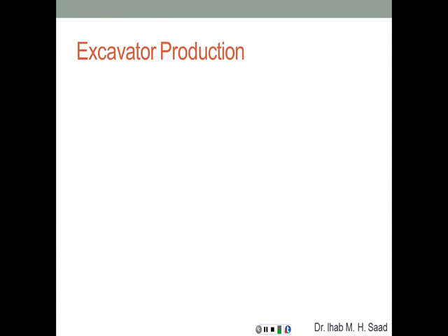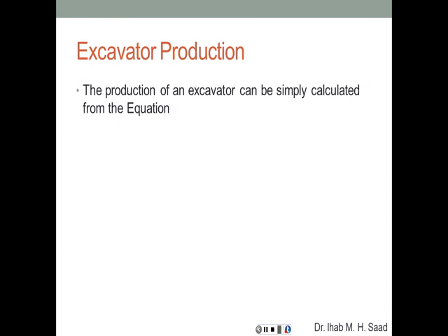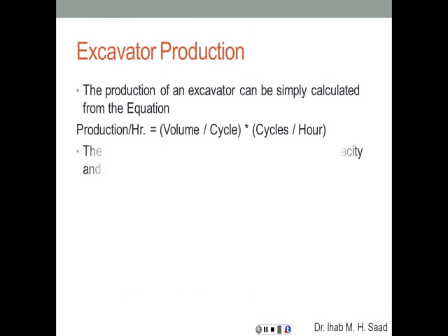Now we need to start talking about the production of the excavator. How can we measure its production? The production of an excavator can be simply calculated from the equation. Production per hour is equal to volume per cycle times cycles per hour. So depending on the volume that you can achieve per cycle, whether it's on the bucket or the dragline or the clamshell, its capacity, times how many cycles per hour, how many repetitive cycles can we achieve per hour.